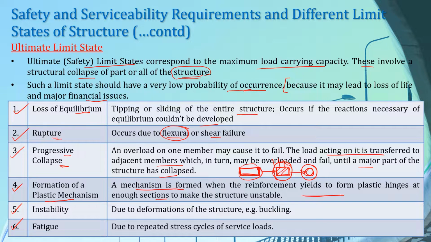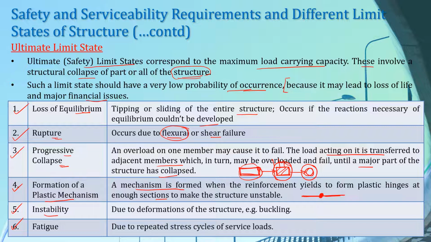Plastic hinges means if we have any structural member here and there is a plastic hinge here, then the member is able to rotate about this plastic hinge, and this plastic hinge does not carry any bending moment. So when your structure has enough plastic hinges formed in it, then that structure does not remain a structure but rather becomes a mechanism, and that mechanism makes the structure unstable.